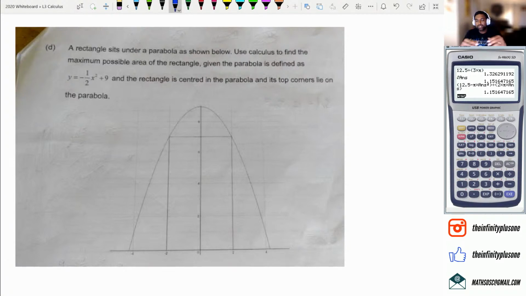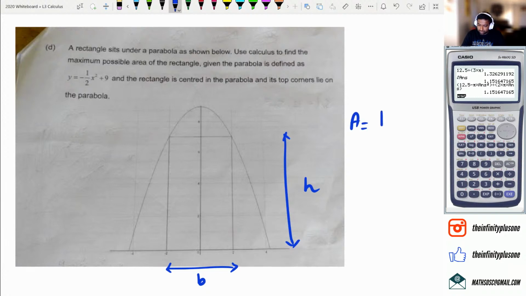Okay, guys. So when you look at this question, you're going to know straight away you're trying to find the area of that rectangle, to figure out the maximum possible area of the rectangle. So straight away, you should know that you're doing base times height to get the area, because we know that the area of a rectangle is base times height.